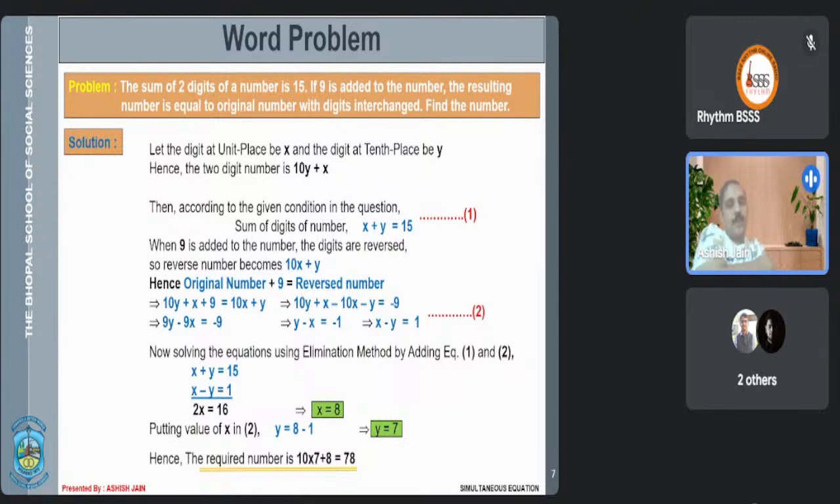Mark them as equation 1 and 2. Solve it using elimination method. You'll get the value of x and y. Once you get x and y, just put it for the number. Our number is 10 times y plus x. Put the value and you'll get the value as 78. Directly 78 आप नहीं लिखेंगे, ऐसे ही लिखना पड़ेगा आपको. Clear है? So you can refer, so this is on YouTube, so you can refer it afterwards also.